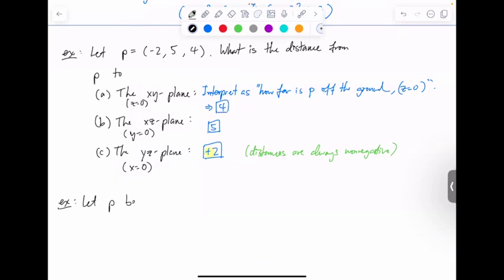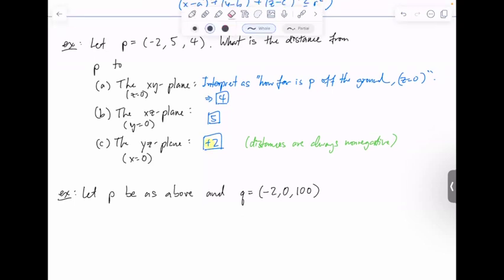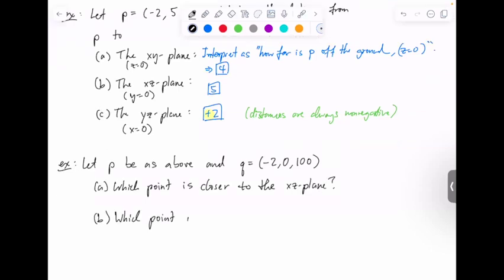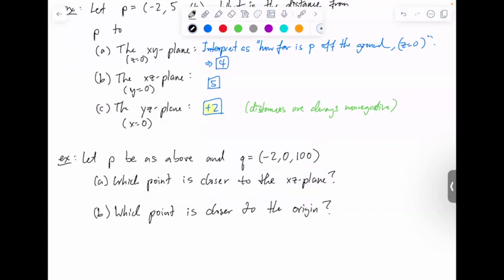At least another example. Let P be as above, and let Q be the point (-2, 0, 100). A, which point is closer to the xz plane? B, which point is closer to the origin? What's the answer to A? In fact, where is this point?